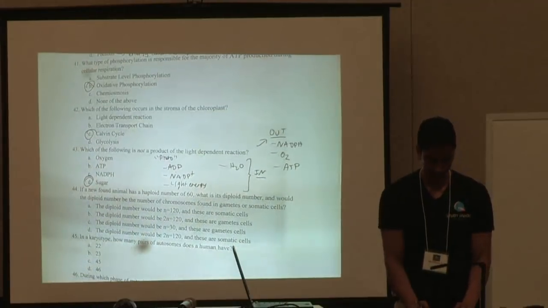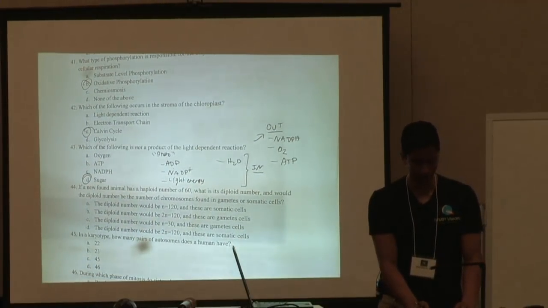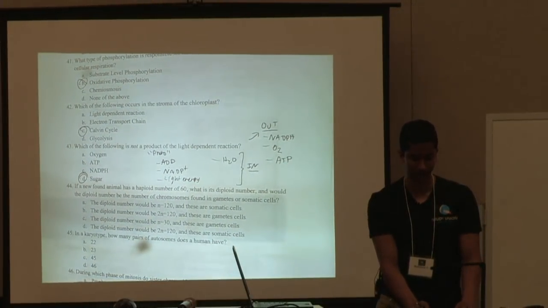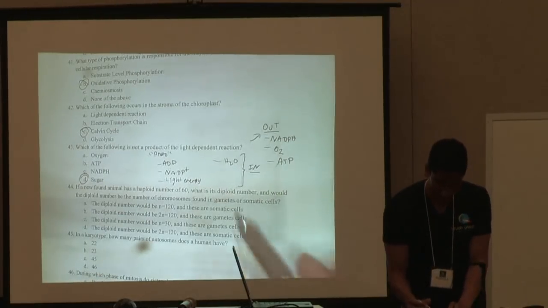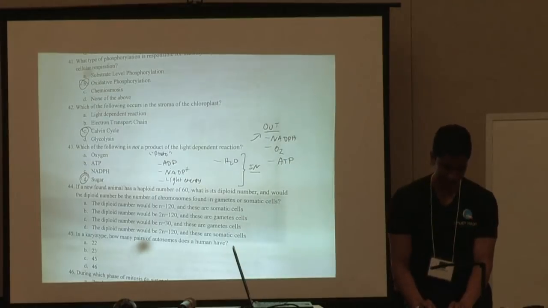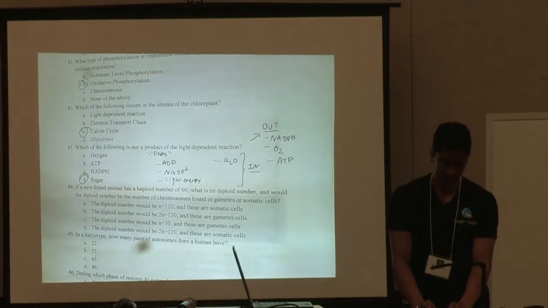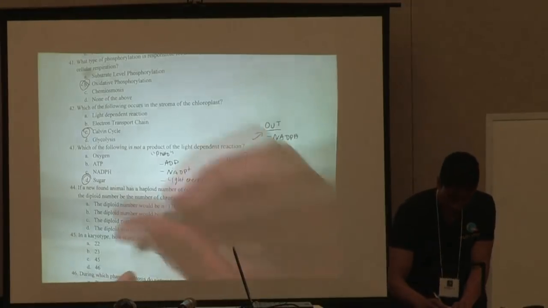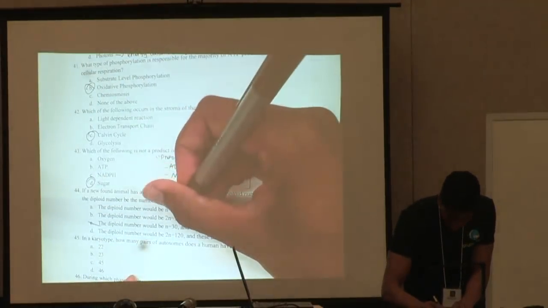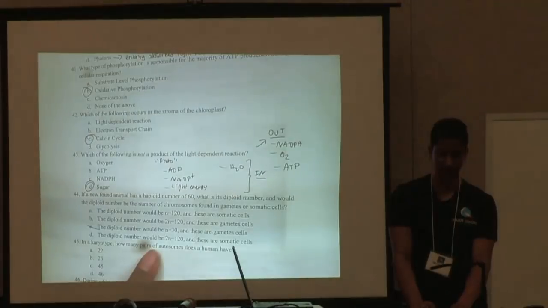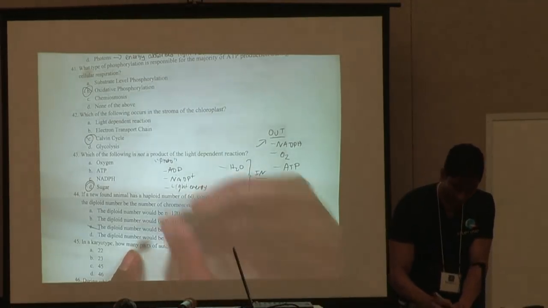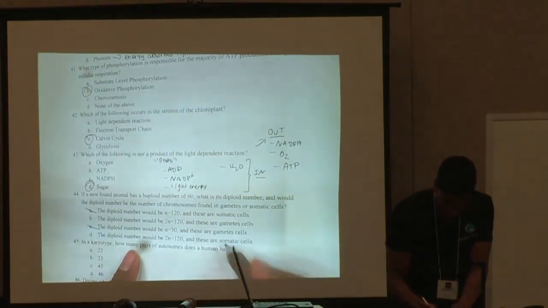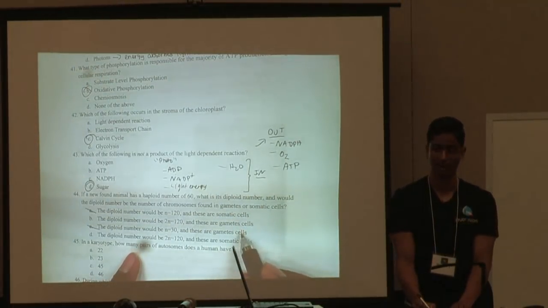Yep. All right, if a newfound animal has a haploid number of 60, what is its diploid number, and would the diploid number be the number of chromosomes found in gametes or somatic cells? So its haploid number is 60. What's its diploid number? 120. And is it 2n equals 120 or n equals 120? What is it? 2n. And are these in somatic cells or gametes? Good.